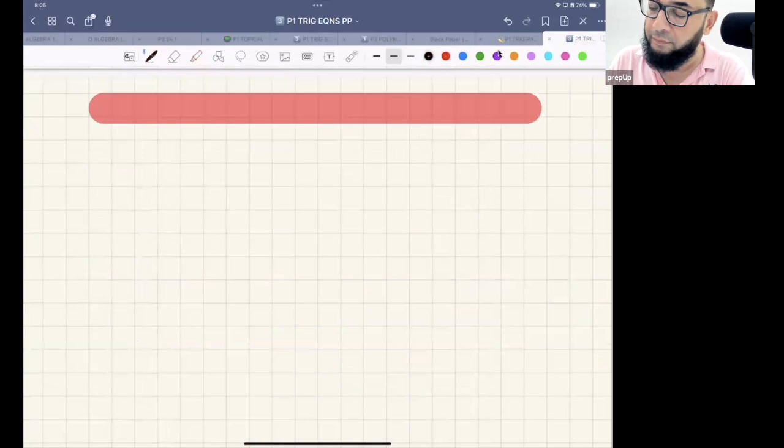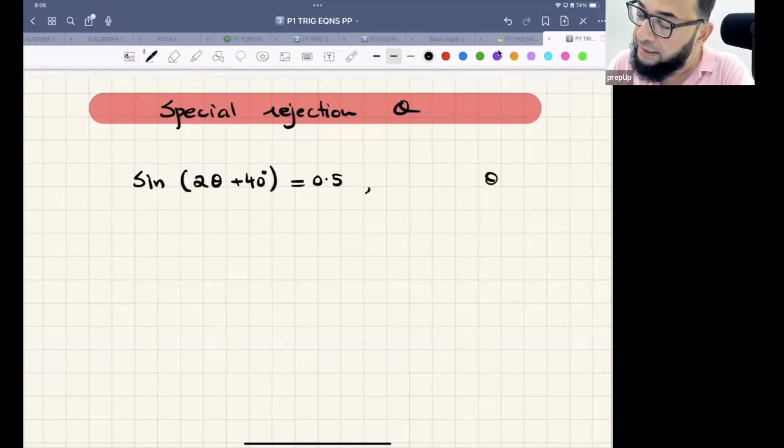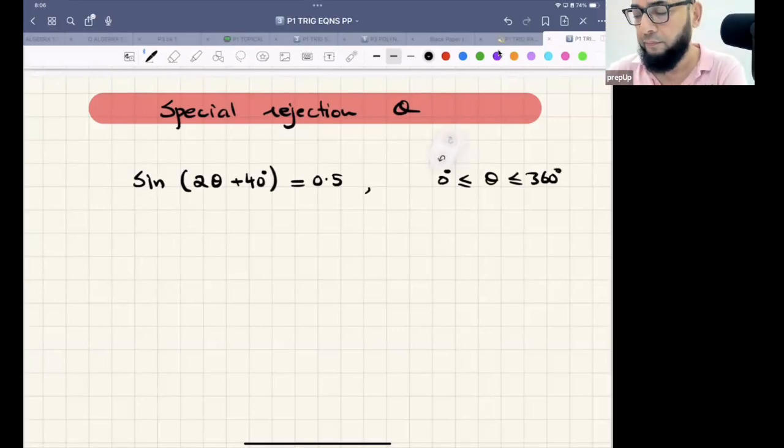Okay. Special rejection question. A sine bracket 2 theta plus 40 degrees is equal to 0.5. Theta lies between 0 and 360 degrees. Now this is about 2 revolutions. So it is more or less along the same lines. Okay, let's get started.